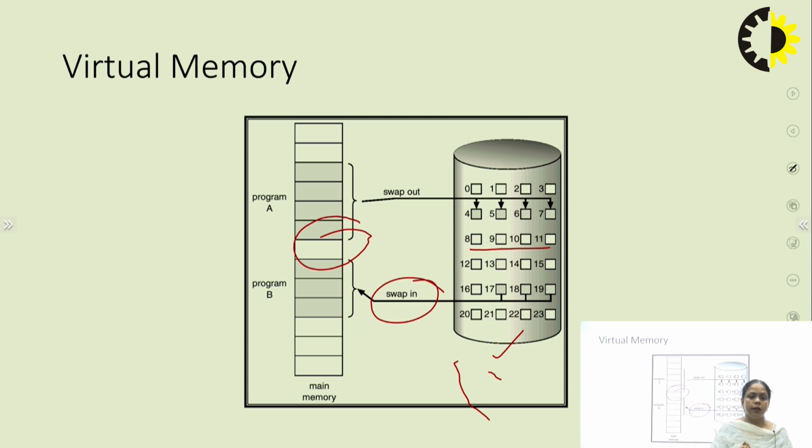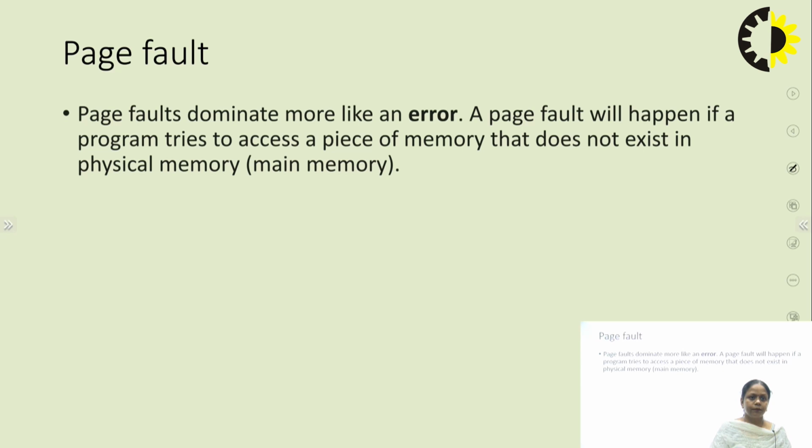If this page is not available in the main memory, then the CPU has to wait for that page, and we have to bring this page into the main memory if it is not available at this time. So this is known as a page fault. So now the question is, how can we handle this page fault?